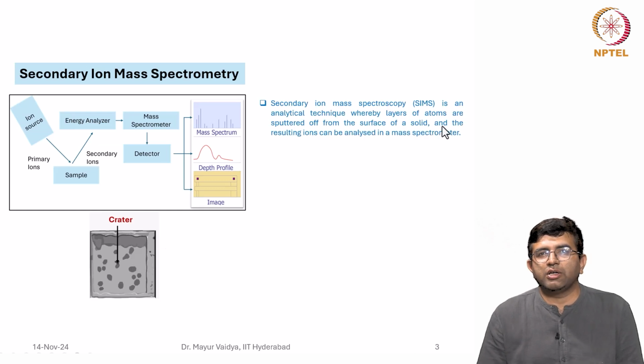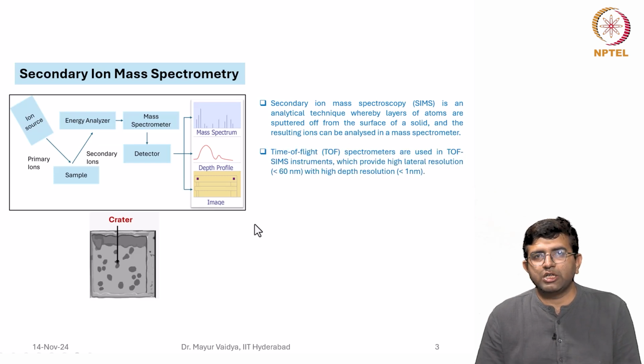So, as I said, the layers of atoms are sputtered off from the surface of a solid, and the resulting ions can be analyzed in a mass spectrometer. For the diffusion measurements specifically, the most common detectors used are known as time of flight detectors. We'll see more about them very shortly. These time of flight detectors have a very high lateral resolution of 60 nanometers and a high depth resolution of 1 nanometer. That means very thin layers can be analyzed.